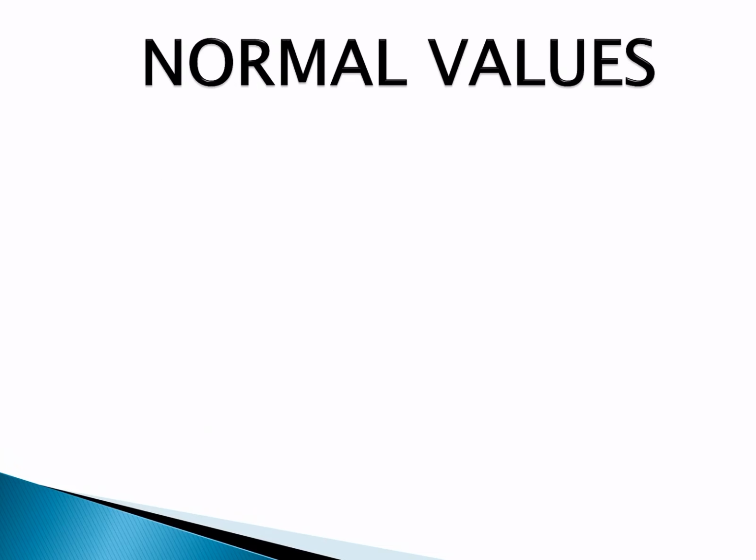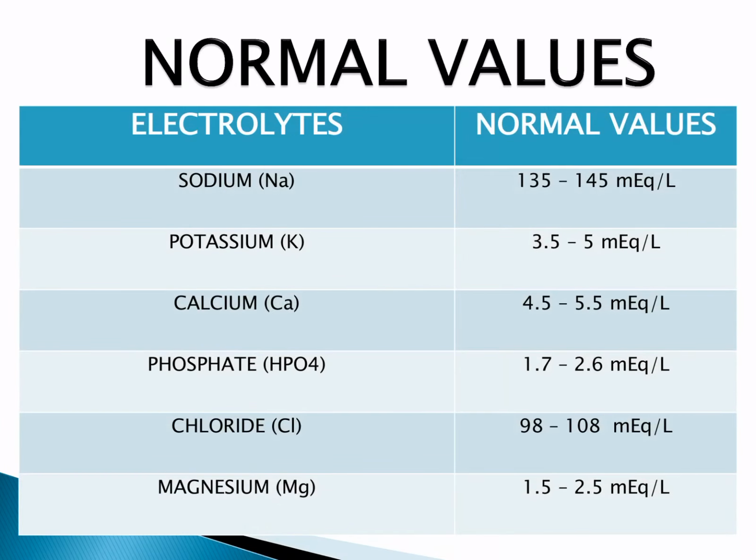Okay. So normal values. Your normal values vary depending on the book that you are using, and sometimes depending on the hospital. So hospital A has different normal values for electrolytes as compared to hospital B. However, the difference is not very significant, maybe 0.1, 0.2, 0.3, but they are within that limit. So you have here the normal values.